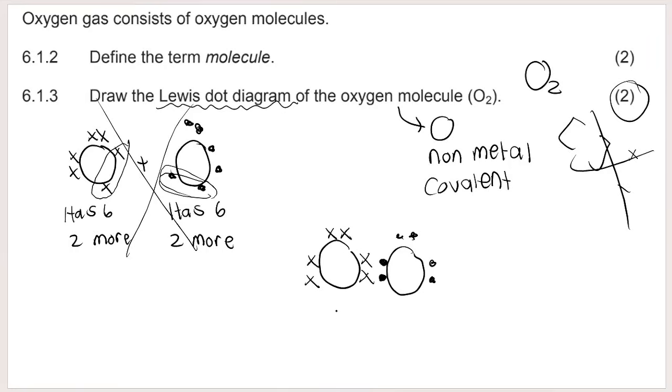So I hope you can now see the oxygen on the left has 1, 2, 3, 4, 5, 6, 7, 8 electrons. Complete octet structure. And the same thing for the one on the right: 1, 2, 3, 4, 5, 6, 7, 8. So basically they share 2 pairs of electrons. So that would be your final diagram, obviously without all the scribbles.